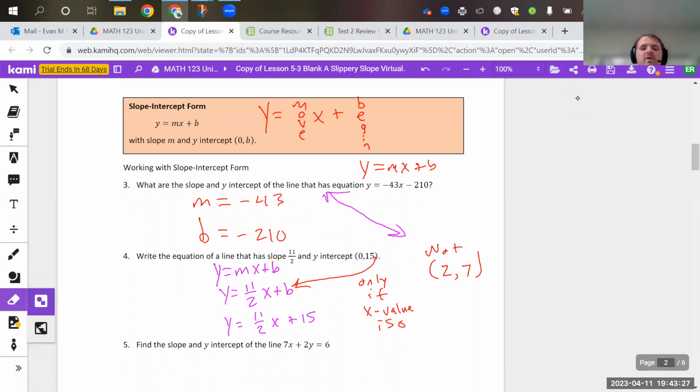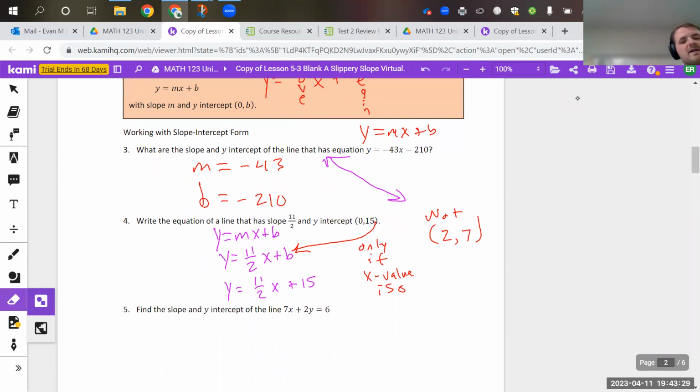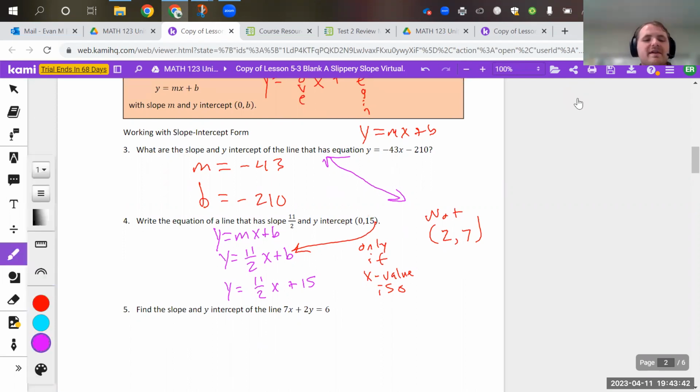Now, this form, I really hate this next form. I think it's just not that helpful, but this is called intercept form, and it's because you can quickly find those x and y intercepts from here. But basically, if you want to find the slope of this, that's just telling you to get y alone.